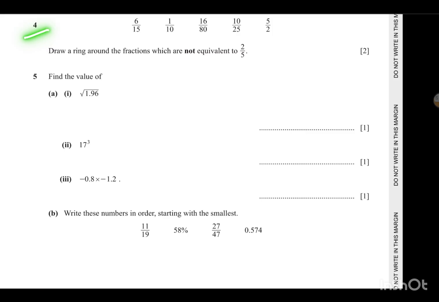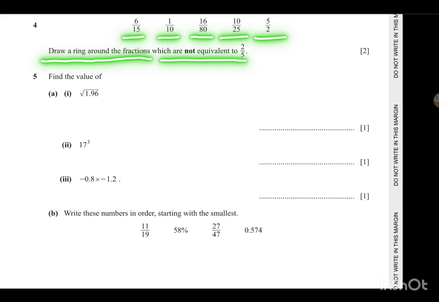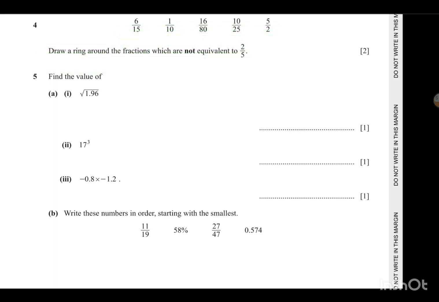Question number 4. There are fractions given here: 6 by 15, 1 by 10, 16 by 80, 10 by 25, 5 by 2. Draw a ring around the fractions which are not equivalent to 2 by 5. So we have to check which fractions are not equivalent to 2 by 5. So let us check one by one. 2 by 5, to make 6 by 15 you need to multiply 2 by 3 and 5 again by 3. So it is 6 by 15. So this is equivalent. 6 by 15 is not the answer.